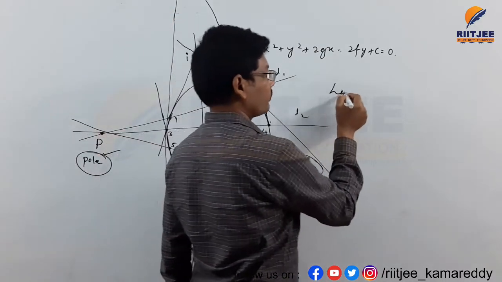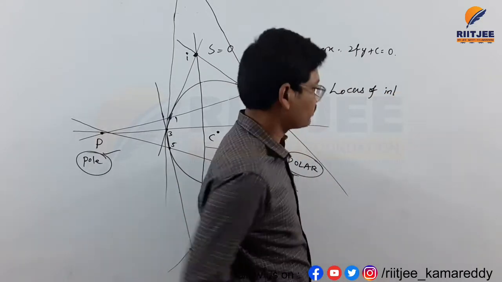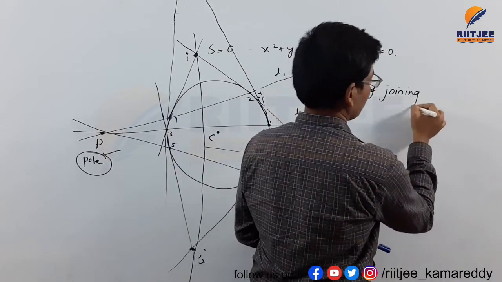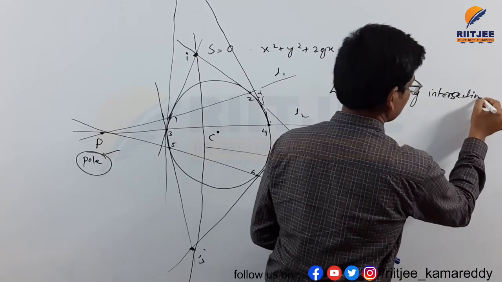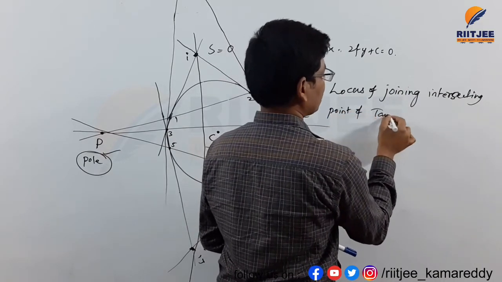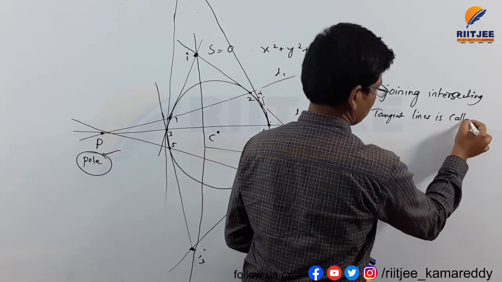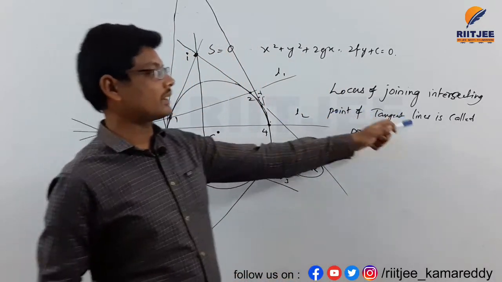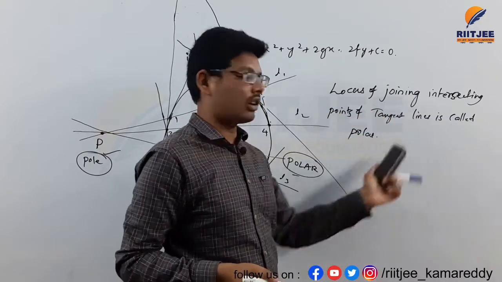The locus of joining intersecting points of tangent lines is called the polar here.